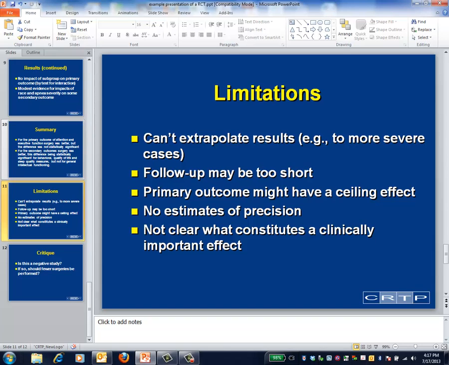Some of the limitations of the study design include the exclusion of severe cases of sleep apnea, a short follow-up period which might not have provided enough time to observe an impact on intellectual functioning, and the possibility that the primary outcome variable might have had a ceiling effect. Some limitations of the statistical analyses include the relative paucity of measures of precision and the lack of discussion of clinical significance.